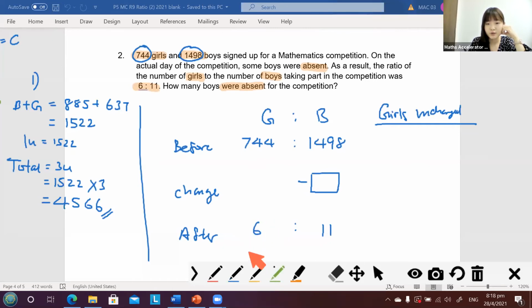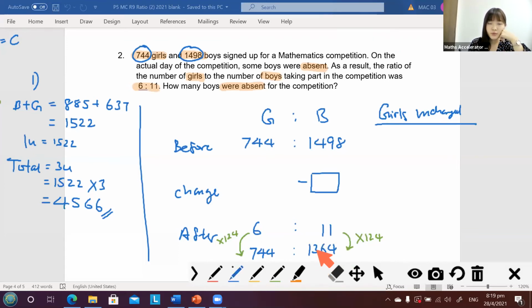You just need to check, okay, what must you multiply to this to get your 744? To do the opposite, 744 divided by 6, what will you get? Okay, yes, 124. So you times 124 here. Here also times 124, which will be, okay, 11 times your 124. 1364. Okay, thank you.